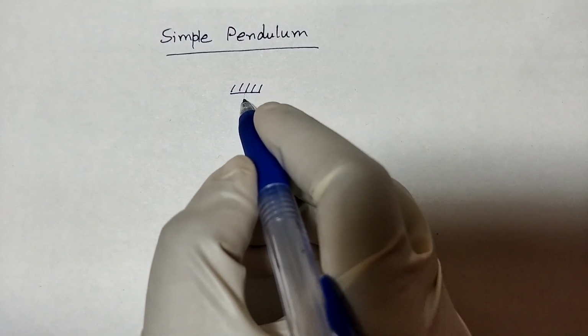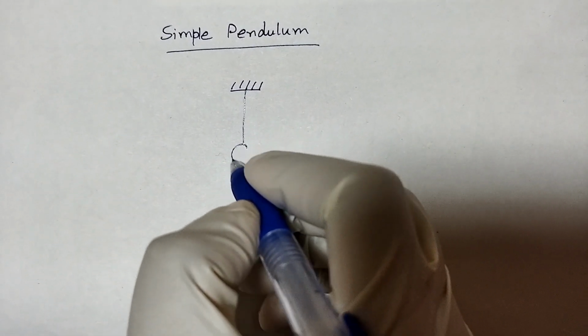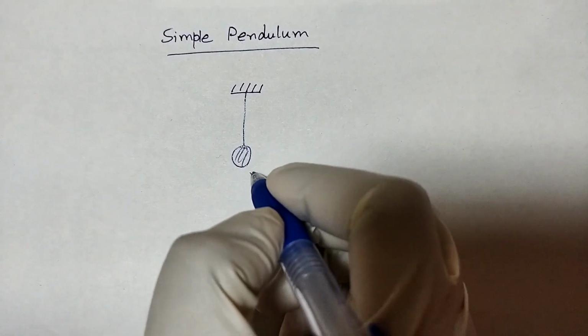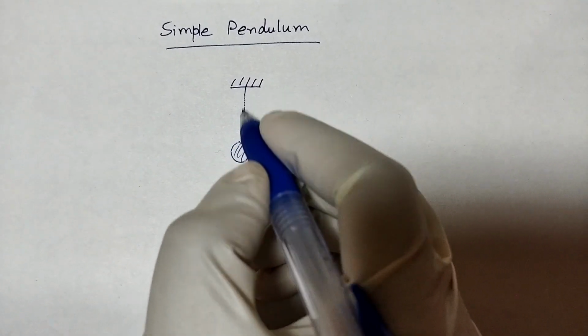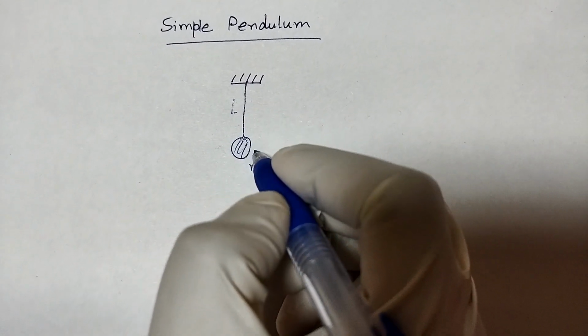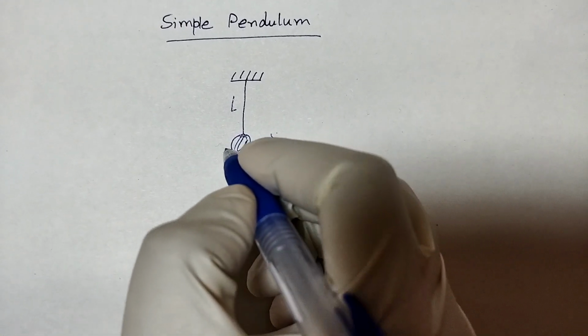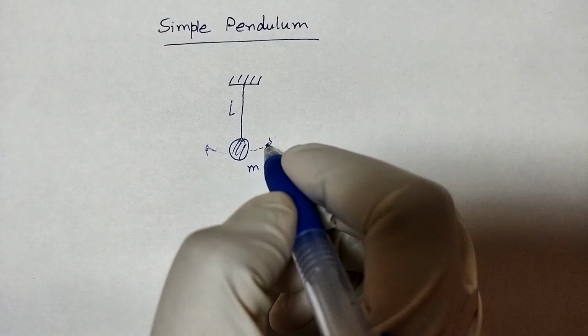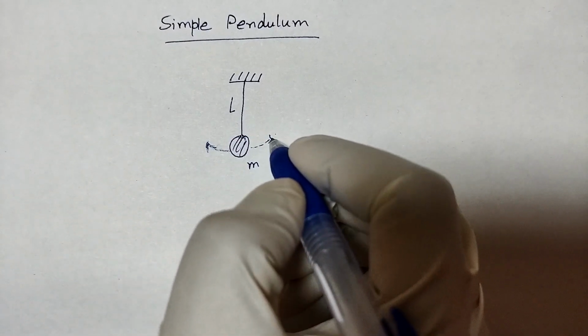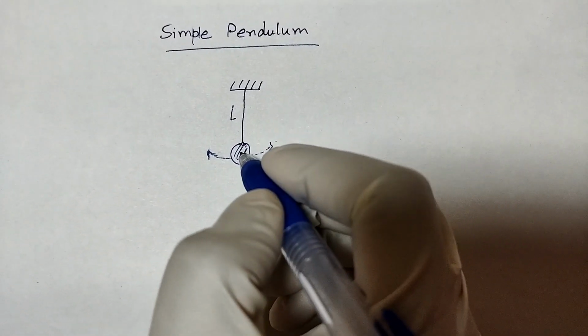So let's do it. Basically, a simple pendulum is a mass, let's say with a mass m, hung from a fixed position with a nearly massless string of, let's say, length L, and it will execute a simple harmonic motion as shown in this video.